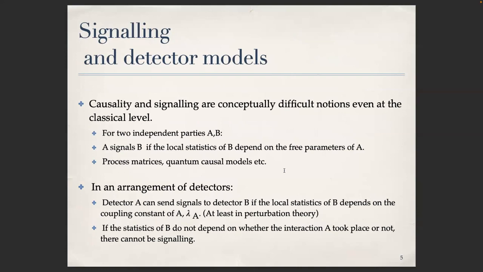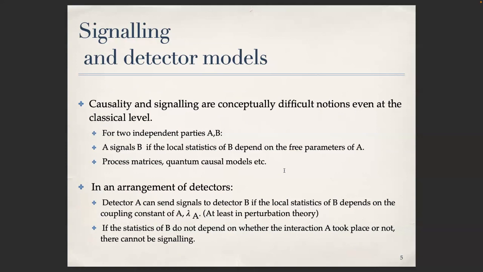I would bring to your attention that causality and signaling are difficult notions even in statistics. I don't know if you're aware of the whole field of research that emerges not only at the quantum level, like process matrices formalism or quantum causal models, all that stuff, but even in classical statistics, the notion of causal inference is a difficult topic to grasp. So we're going to use a concept of signaling that is borrowed from these studies.